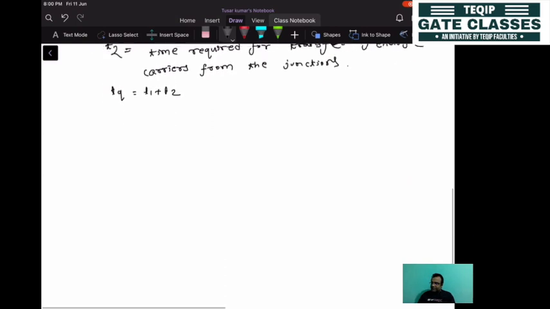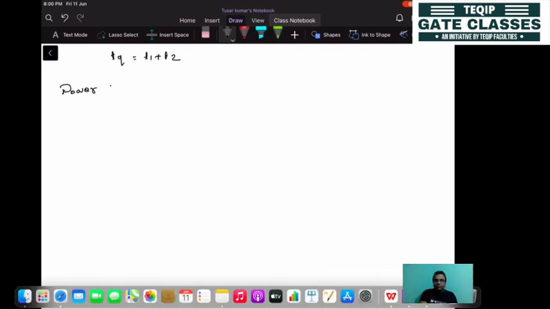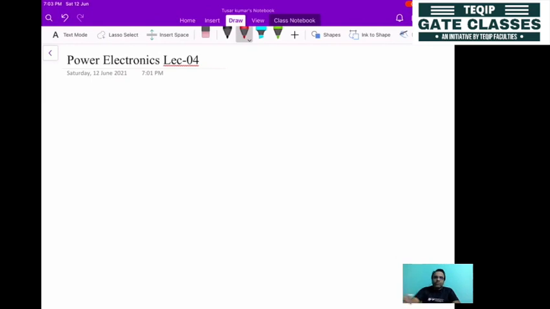The next device that we will be moving to is nothing but the power MOSFET. So the next device that we'll be studying is the power MOSFET.